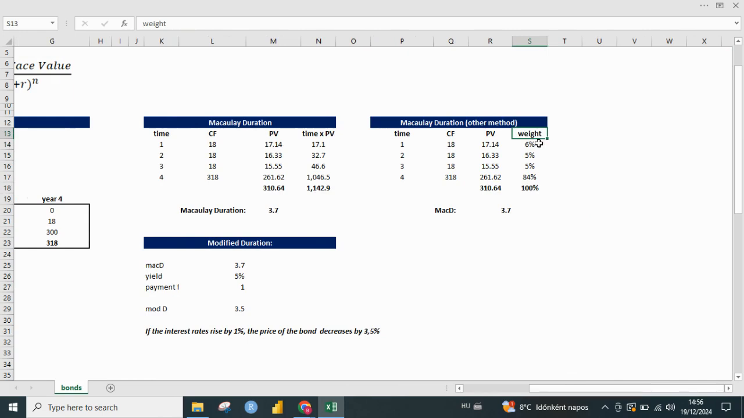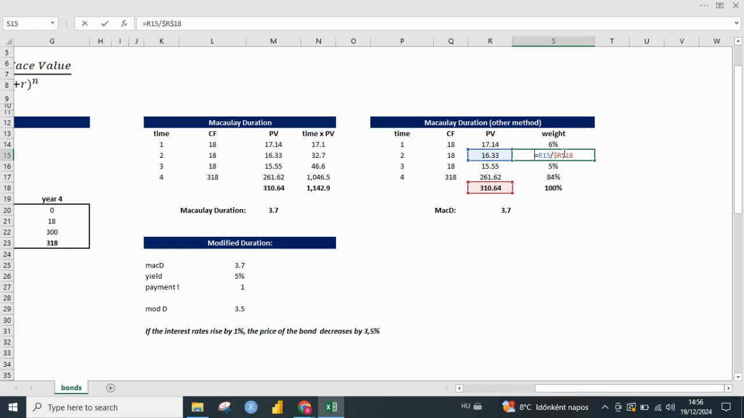So what does weight mean? Well, basically, here we just show you the weight of the present value of a bond in a certain year from the total present value. So let me show this again so that you can see it better. Here we can divide the 17 by the 310 and we get 6%.